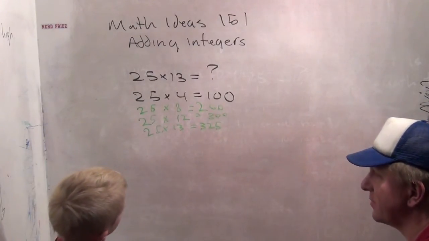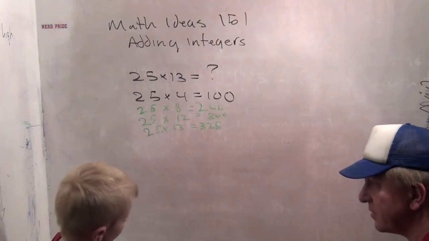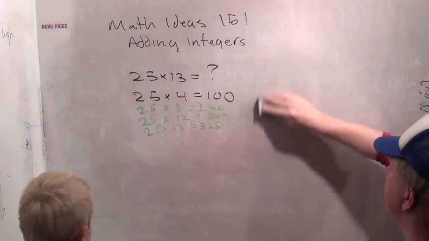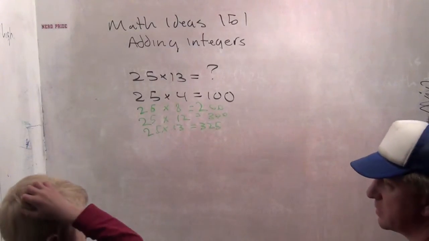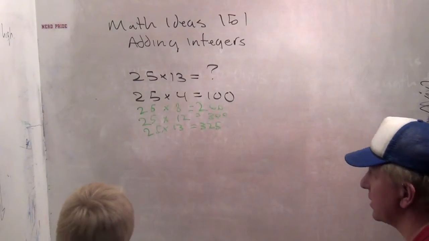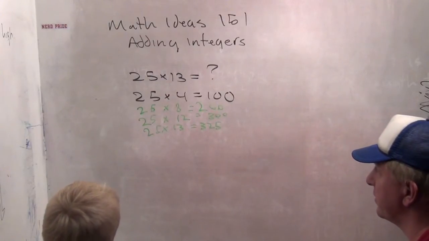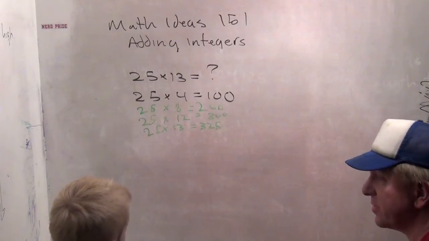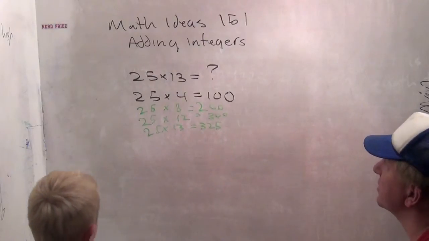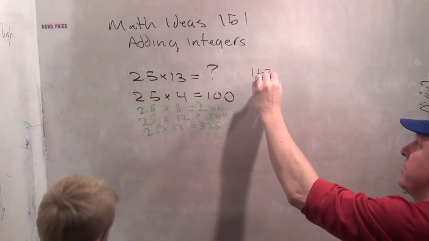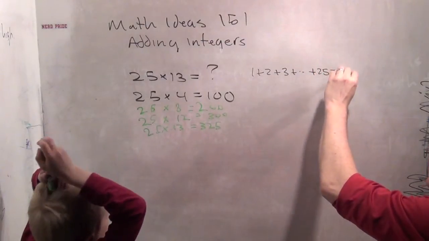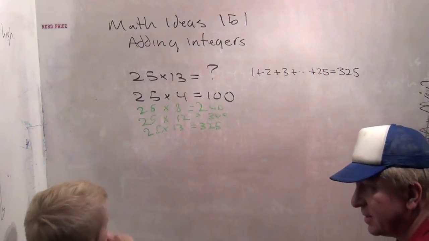We know what 25 times 4 is. We knew from money that if you have 4 quarters, you have $1. If you have 8 quarters, how much money do you have? $2. And if you have 12 quarters? $3. So if you have 13 quarters, how much money do you have? $3.25. So this tells us that 1 plus 2 plus 3 plus all the way up to 25 is actually 325. That's pretty neat, isn't it?